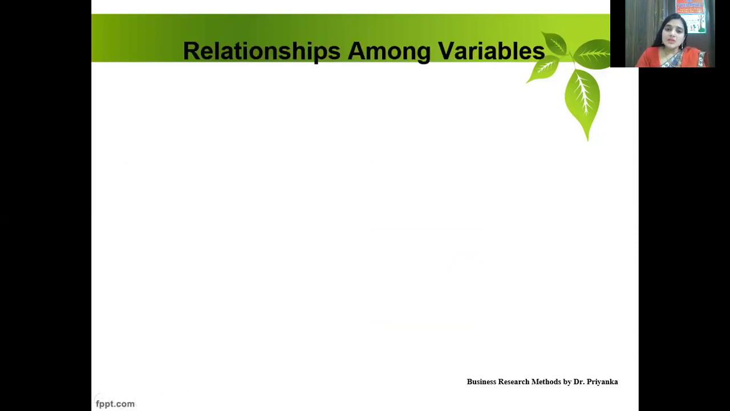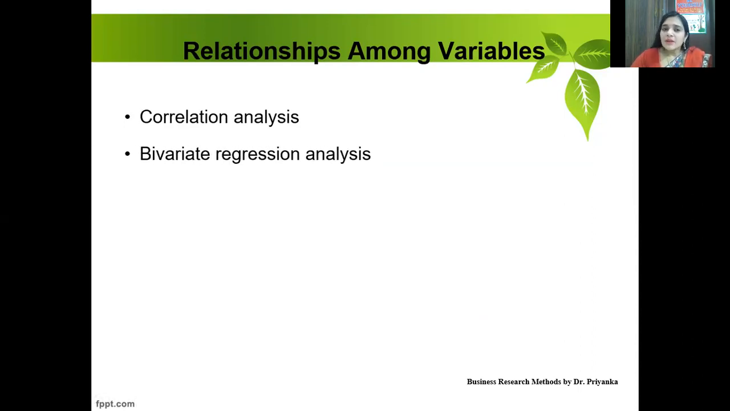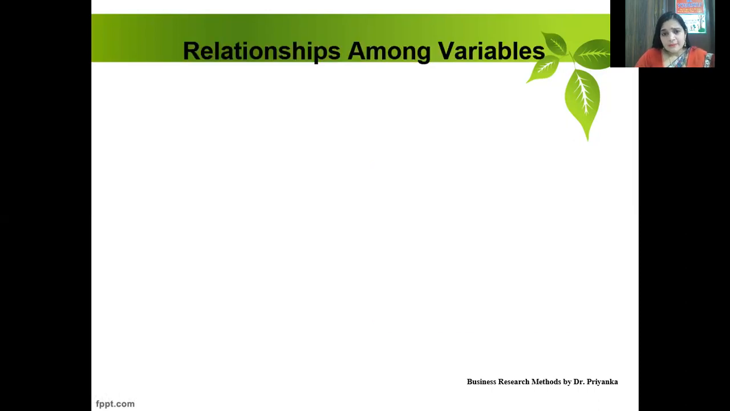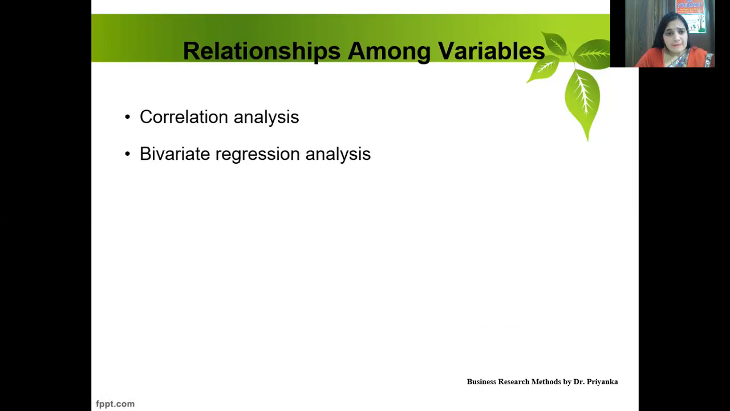When it comes to relationship among variables, these two tools are highly used. One is correlation analysis and another one is bivariate regression analysis. Correlation analysis is basically calculating the correlation coefficient. Bivariate regression or multiple regression is also one of the parts of measure of association, but that comes under your multivariate analysis. The technique remains the same, right?